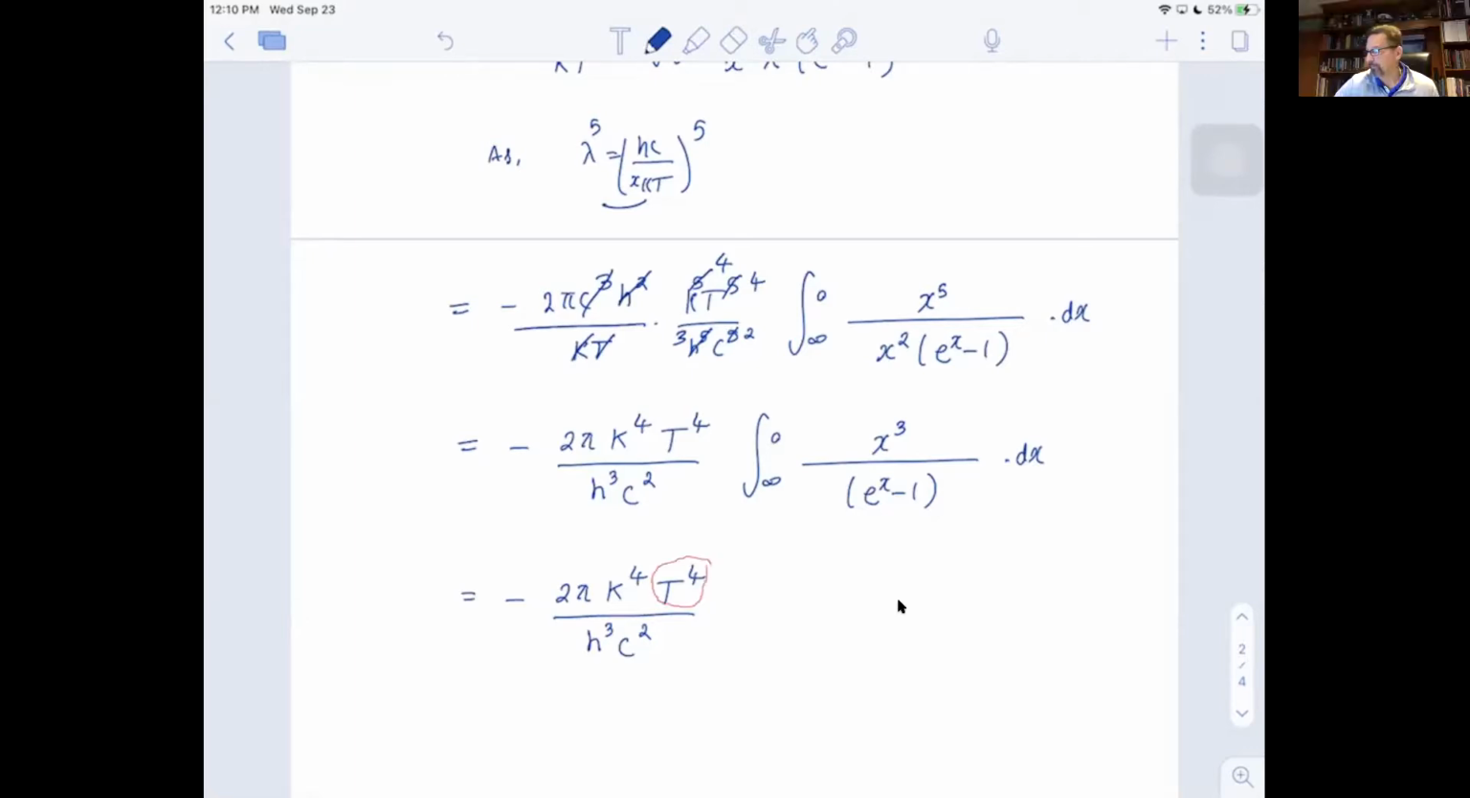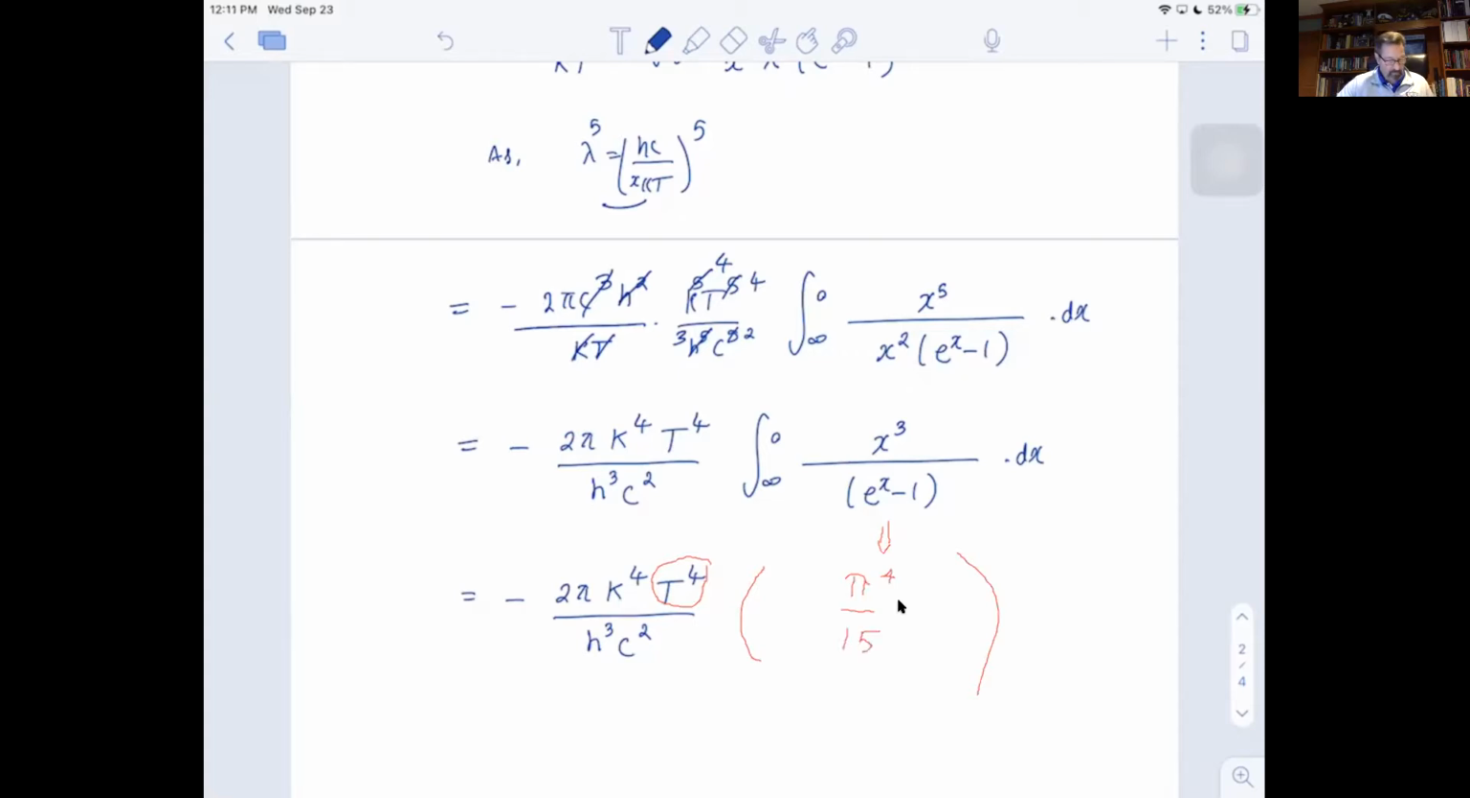And then this guy right here, that's just going to be some constant, whatever it is when you just go to an integral table. I'll tell you what I did. I went to Wolfram Alpha, and let me make sure I'm giving you the right number. I got for that integral, and it's something you can look up, pi to the fourth over 15.